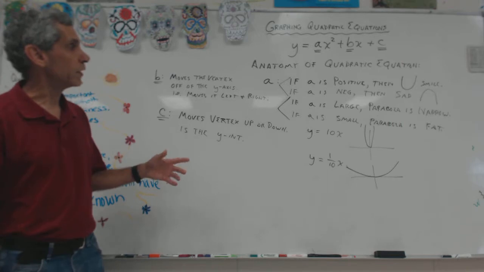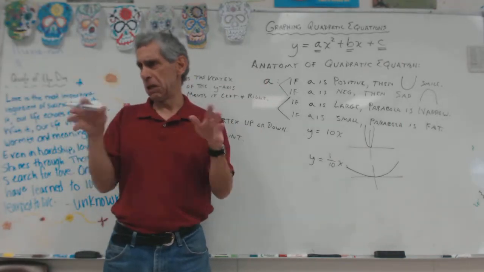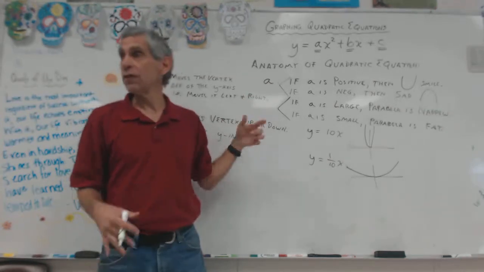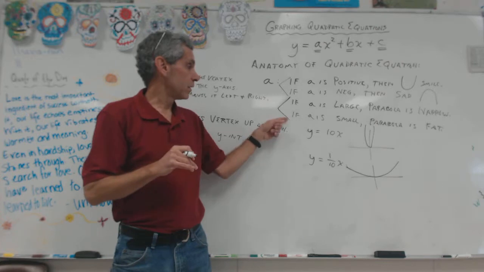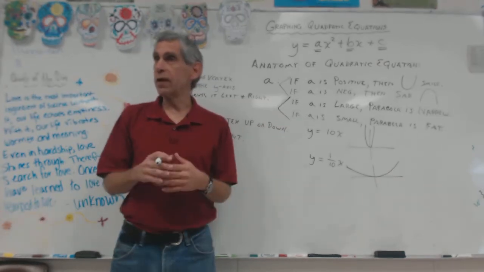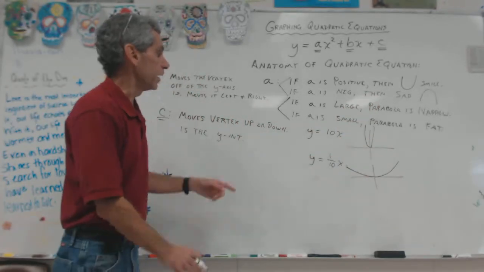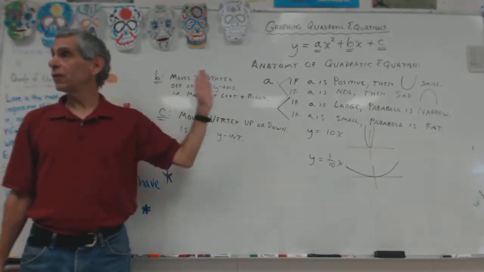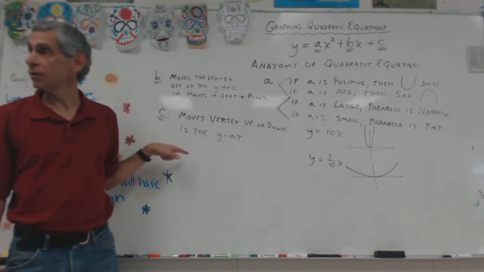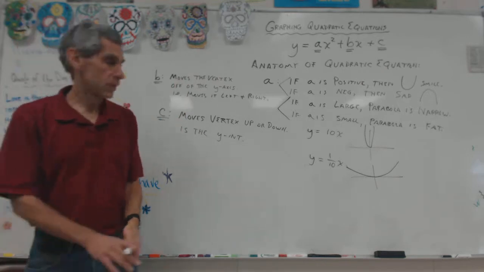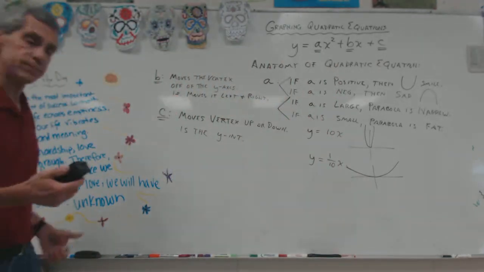Okay, so let's just review it. A, if it's positive, it's happy, and if it's negative, it's sad. And we also know if it's a big number, it's going to be skinny, right? And if it's a small number, like a fraction, it's going to be fat, really wide. We know B moves it left and right, and we know C moves it up and down. We know C is also the y-intercept, okay? So, can I erase? Has everybody got these?